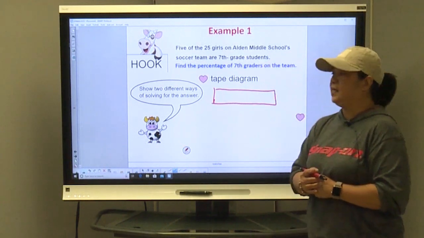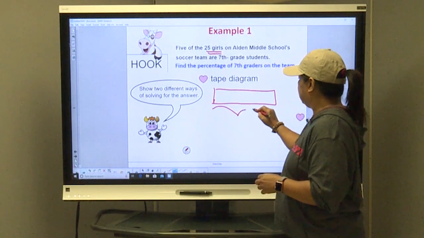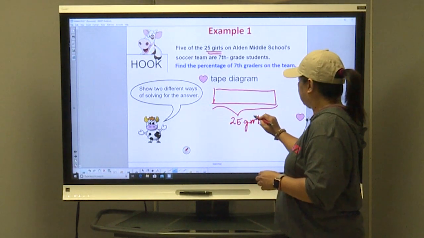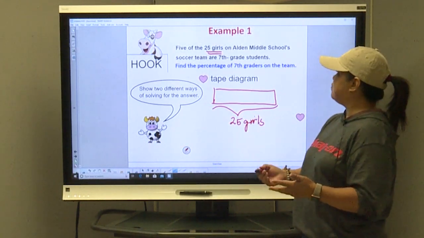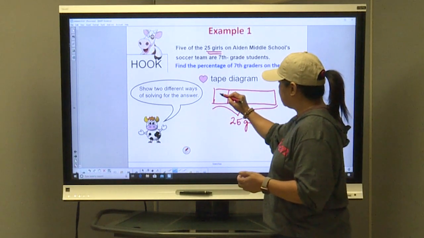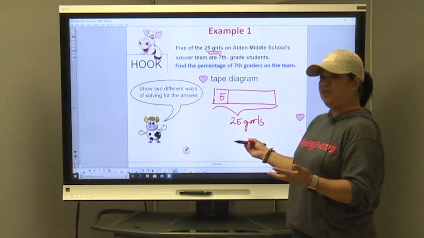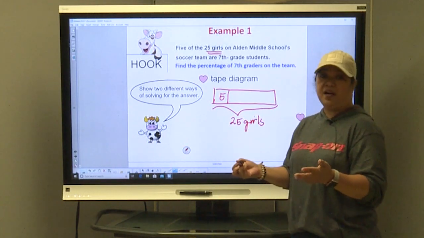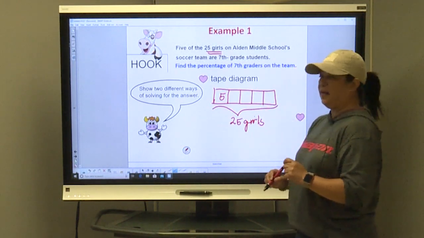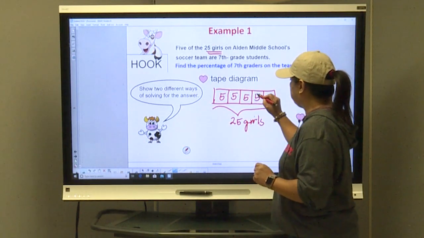Okay, here's my tape. It says the whole thing is 25. So this is 25 girls. And 5 of the 25 are 7th graders. So if that part is 5, how many parts is my tape going to be if I have 25? So 25 divided by 5 is 5. So I need 5 parts. 1, 2, 3, 4, and 5. So that would be 5 here, 5. So each part is 5.